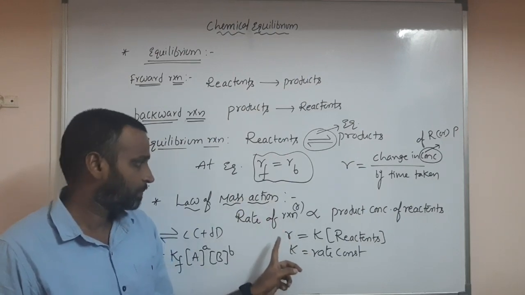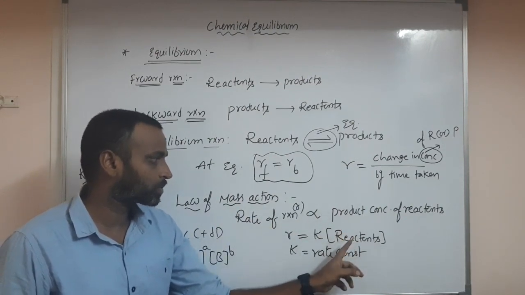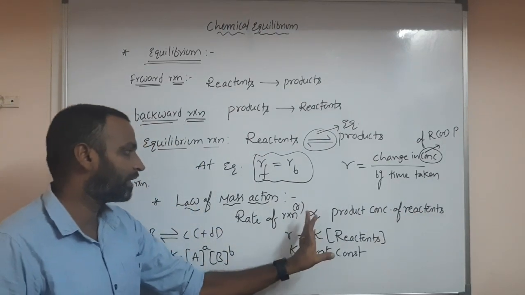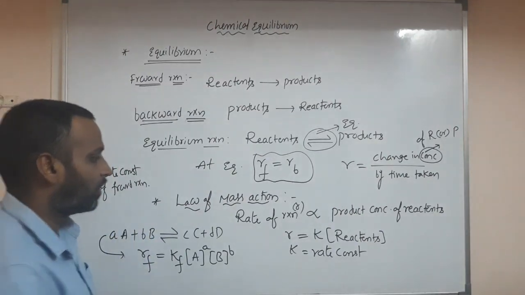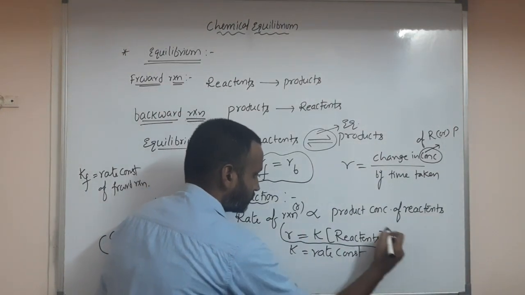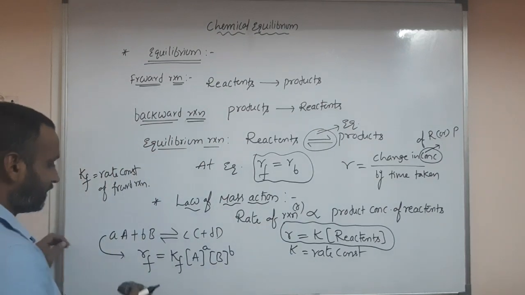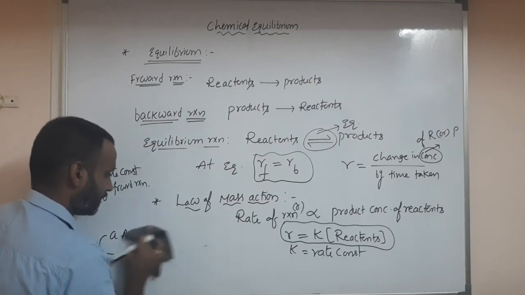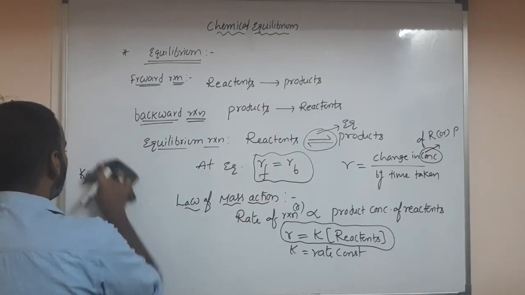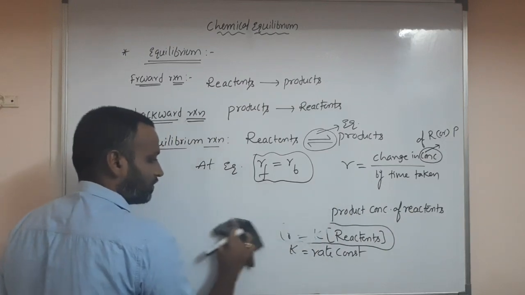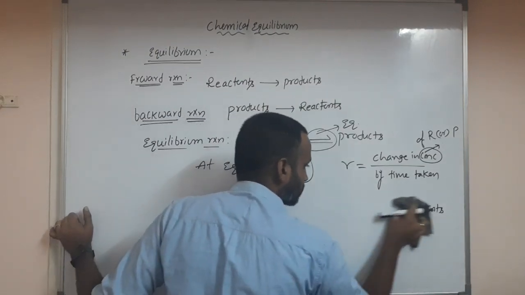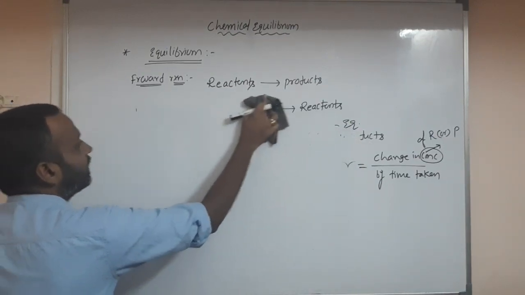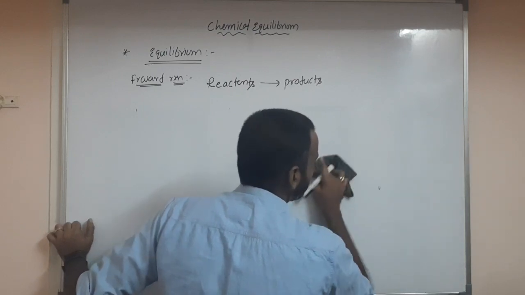According to this law of mass action, for any reaction, the rate of reaction is directly proportional to the product of concentrations of reactants. That is exactly the rate law, or else what we call the rate equation. Very, very important. Please note it down. Next, the most important thing: we will enter into the concentration equilibrium constant, Kc and Kp. Those we will discuss now.